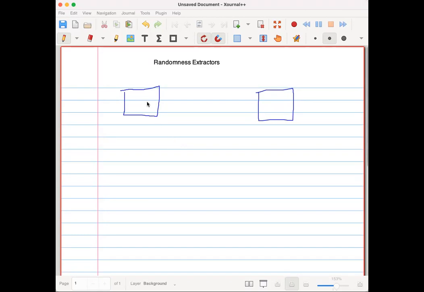So the setting is as follows. There are two parties, Alice and Bob, indicated by these two boxes. Let me write. This is Alice, A, this is Bob, B. And eventually Alice and Bob want to share a secret key between them.